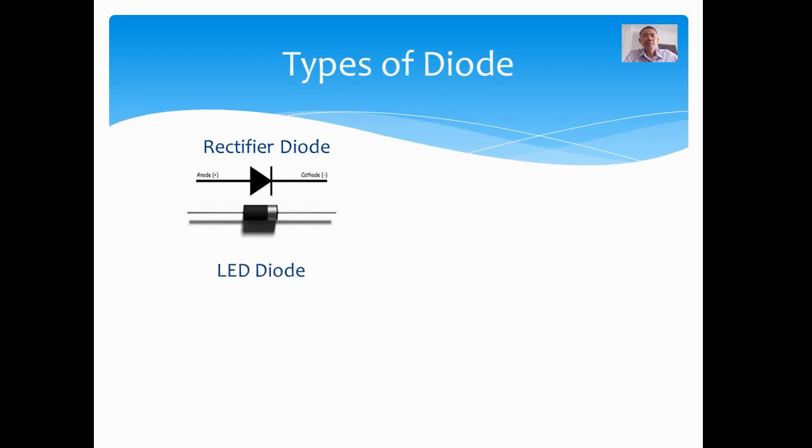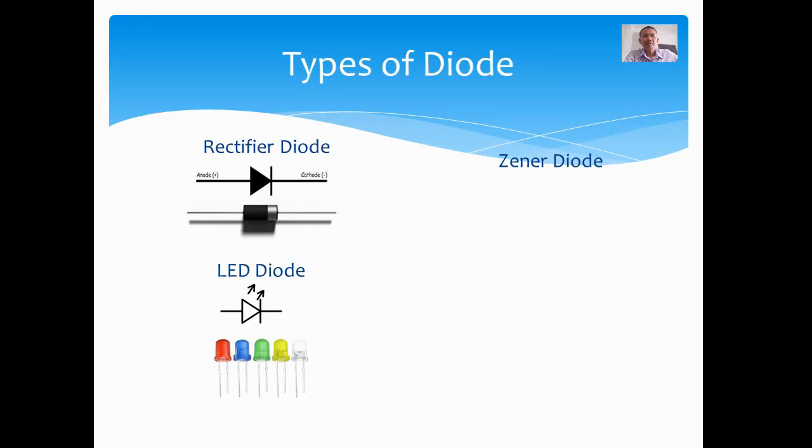The next one is LED, or the light emitting diode. Again, the diode symbol plus two exiting arrows. It means that it is a light emitting diode. It emits light. That is why the symbol shows exiting arrows, or going out arrows.